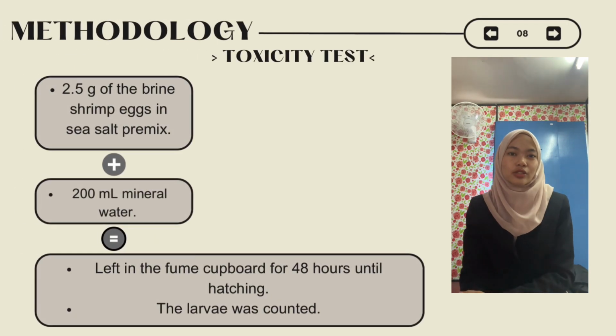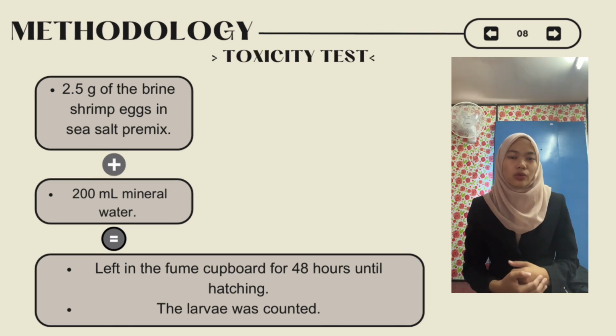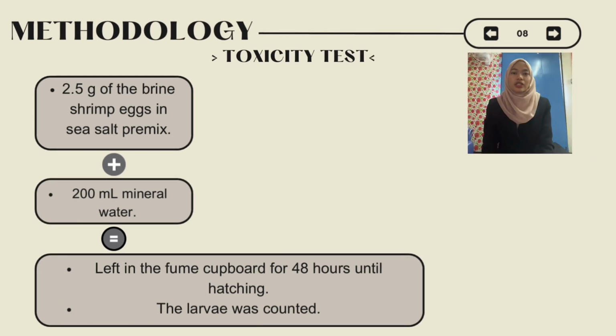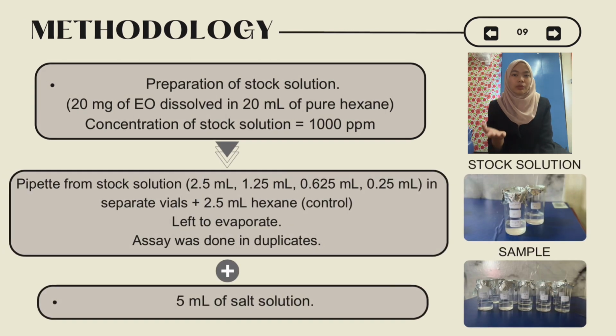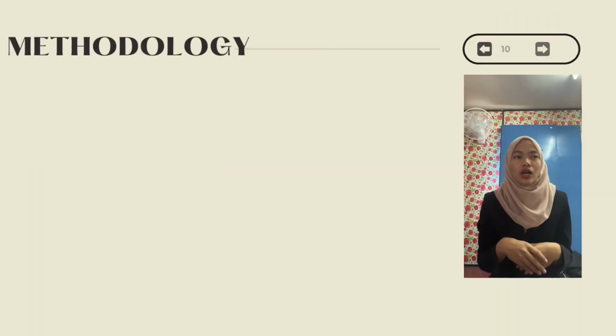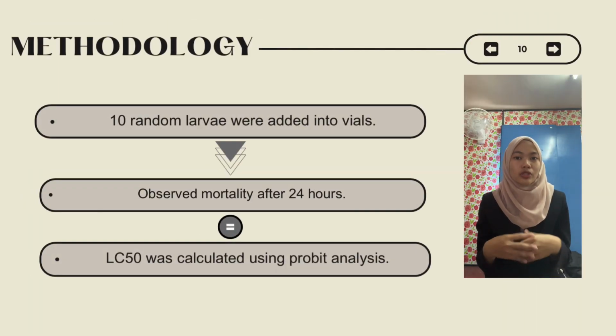In the toxicity test, 2.5 grams of brine shrimp eggs in sea salt premix is added into 200 ml of mineral water. It was left in a fume cupboard for 48 hours until hatching. The stock solution is prepared by dissolving 20 mg of ginger essential oil in 20 ml of hexane. From there, 5 different concentrations are pipetted into separate vials and left for evaporation. And then we added 5 ml of salt solution into each vial, followed by 10 random larvae. The mortality is observed after 24 hours and lethal concentration is calculated using probit analysis.